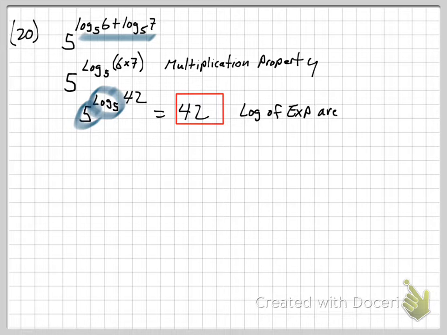All right. So what's the trick on these? The trick on these is the inverse property, our power rule backwards and forwards. And remember that our multiplication and division properties can be used to condense things as well as expand things.